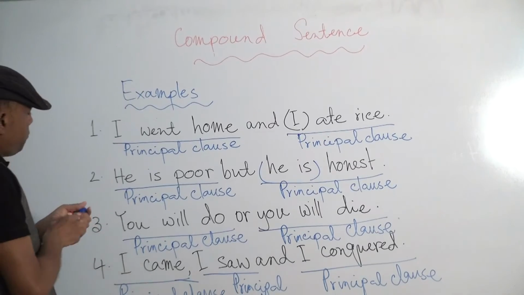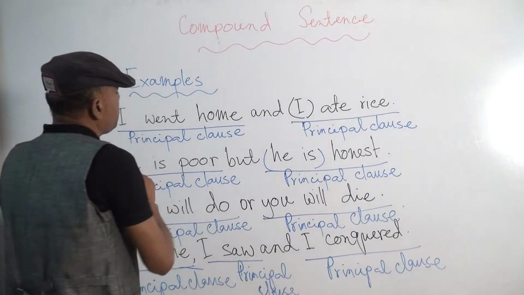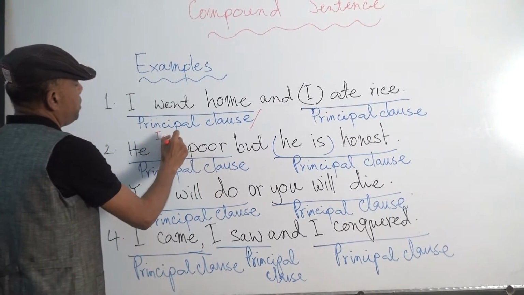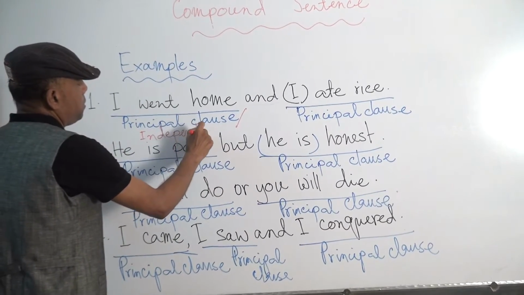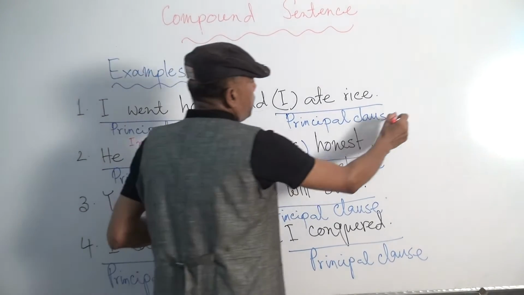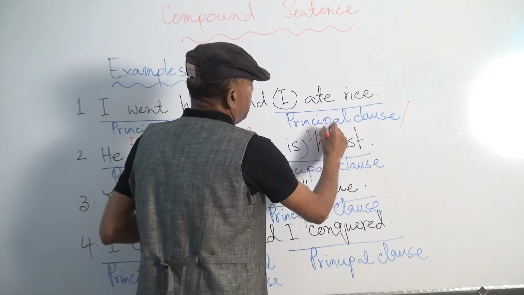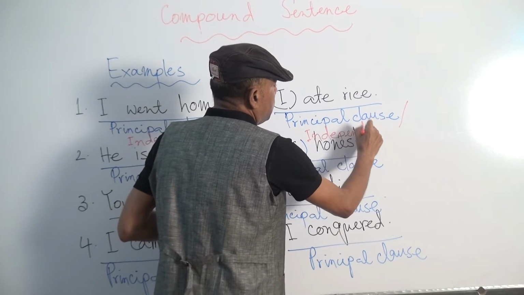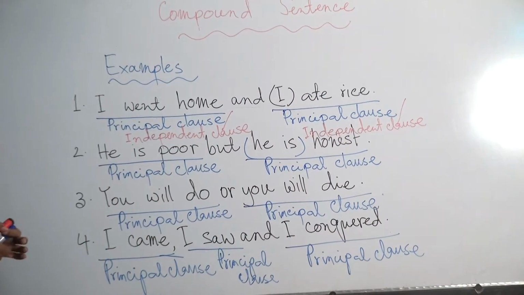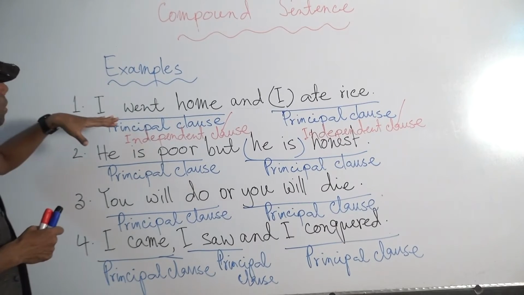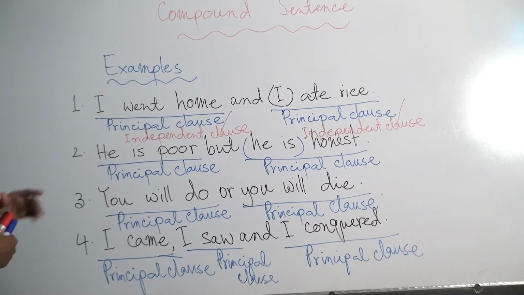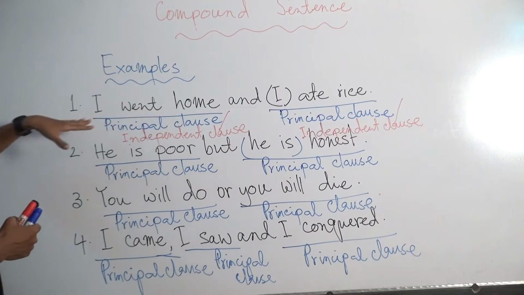So, we can find the principal clause, we can also call it independent clause, right? Principal clause, we can call it also independent clause. Okay. So, in the compound sentence we can find two principal clauses. In the compound sentence basically we can find two principal clauses.